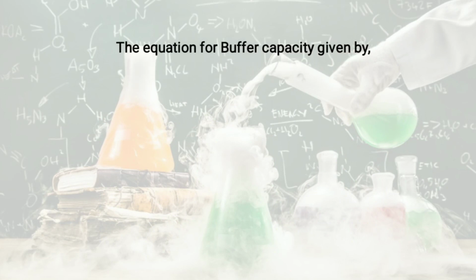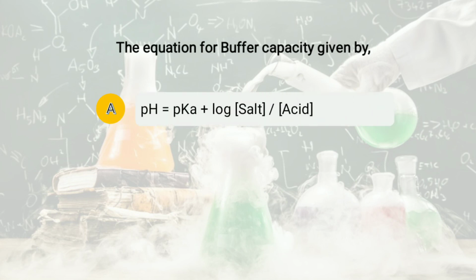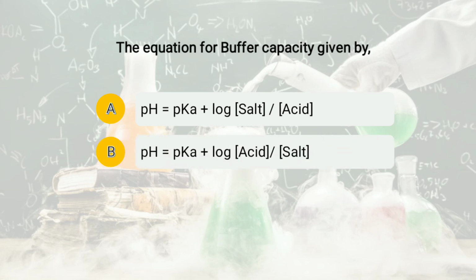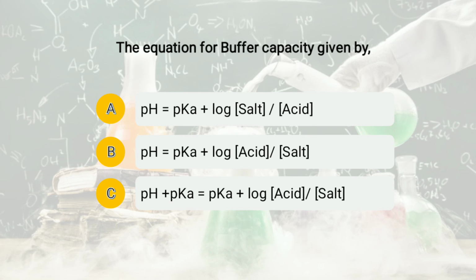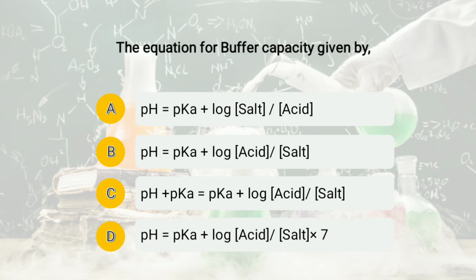This is the last question in this presentation. The question is: the equation for buffer capacity is given by ______. The options are A, pH is equal to pKa plus log of salt upon acid. Option number B, pH is equal to pKa plus log acid upon salt. Option number C, pH plus pKa is equal to pKa plus log acid upon salt. Or option number D, pH is equal to pKa plus log acid upon salt into 7.